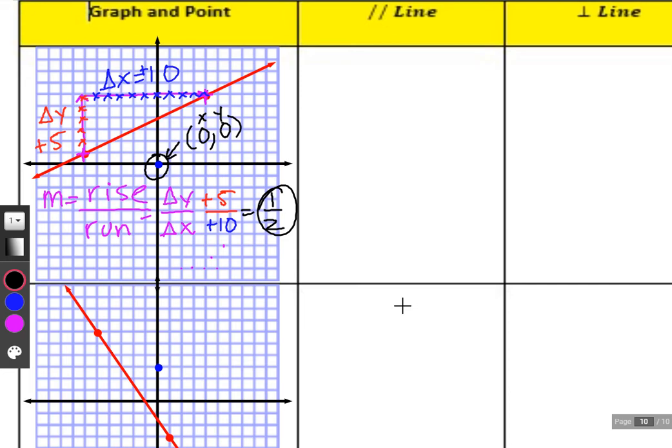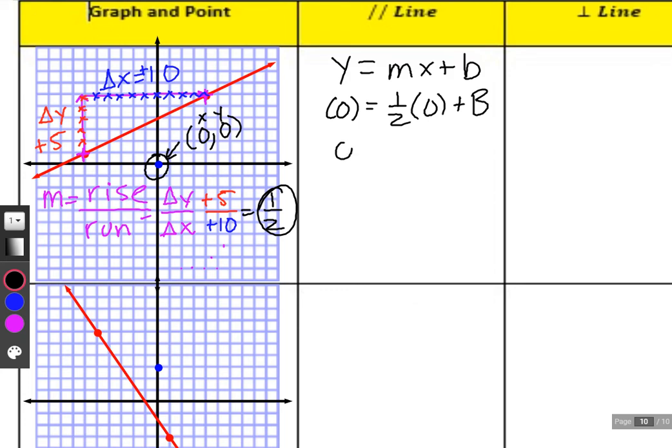So y equals mx plus b. Okay, so our y value is 0. My slope value is 1/2. My x value is also 0 because they're both 0. And then I need to find my b value. I'm just making that a capital because I want to make it stand out. Simplifying, so 0 is the same as 1/2 times 0. Well, that's just 0. So that collapses, and so my b value is just 0.